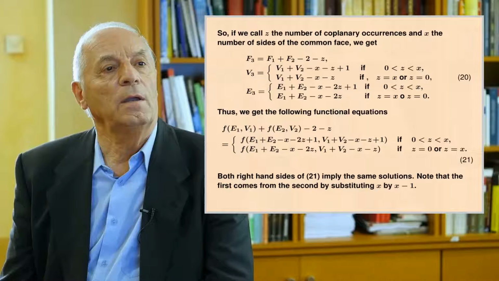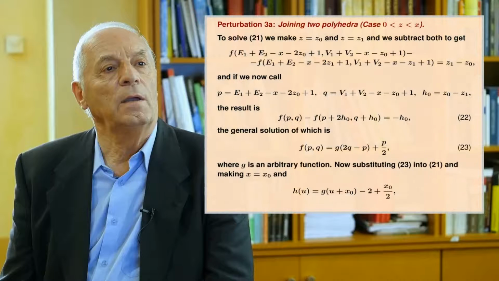Note that both right-hand sides of 21 imply the same solutions. Note that the first comes from the second by substituting x by x minus 1. Perturbation 3a. Joining two polyhedra, case of 0 less than c less than x. In this case, to solve 21, we make c equal to c0 and c equal to c1, and we subtract both to get the indicated expression.